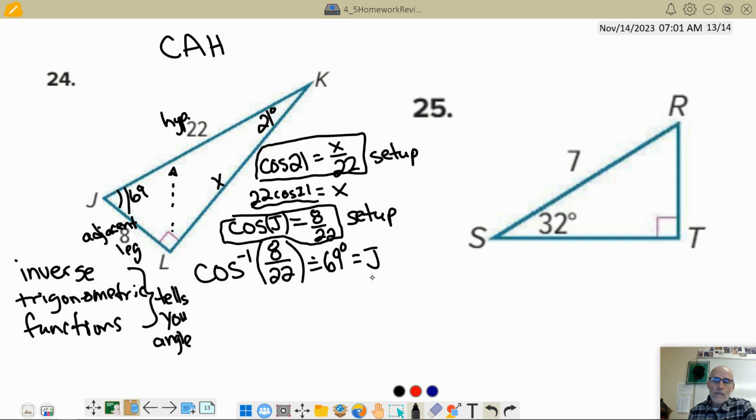So I hope I'm making this clear. I know my notation might be a little sloppy. Maybe I should say the measure of angle J. That'd probably be a little bit better.